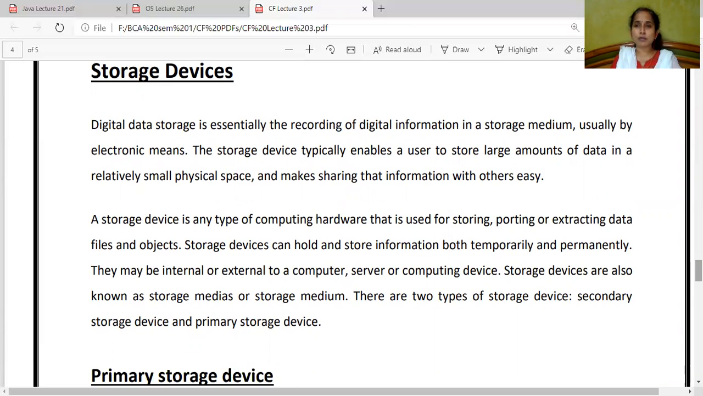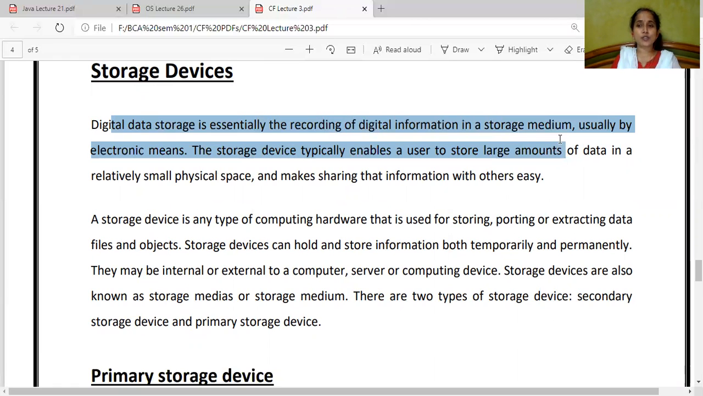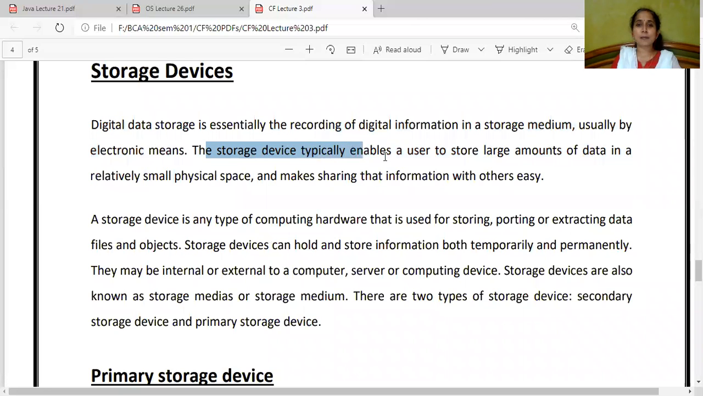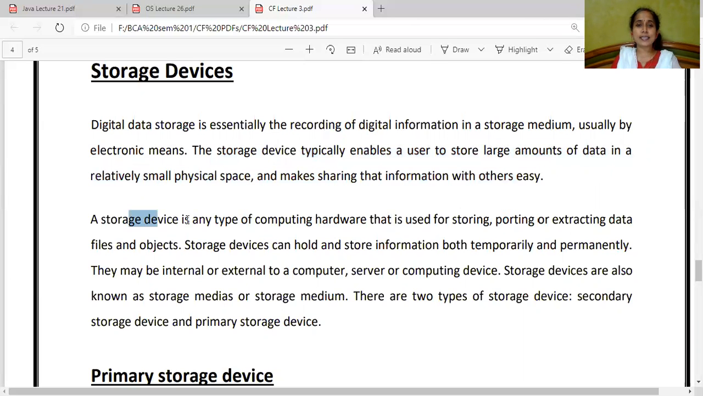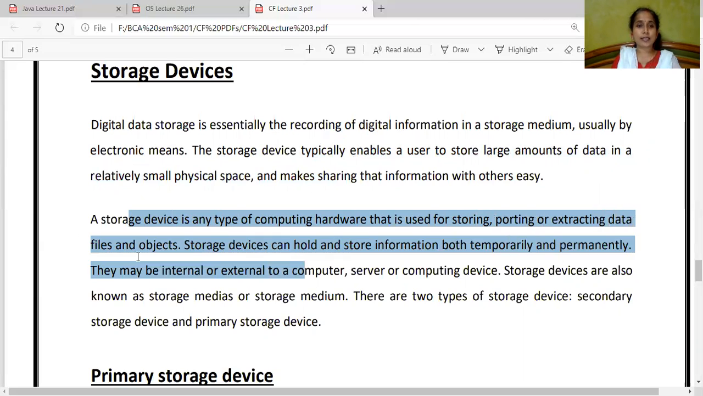Quickly, I'll have a look at what are the different types of storage devices being used. Digital storage is essentially the recording of digital information in the storage medium, usually by electronic means. The storage devices typically enable a user to store large amounts of data in a relatively small physical space and make sharing of that information with others easy. So a storage device kya hai? It is a type of computing hardware that is used for storing, porting, or extracting data files and objects.